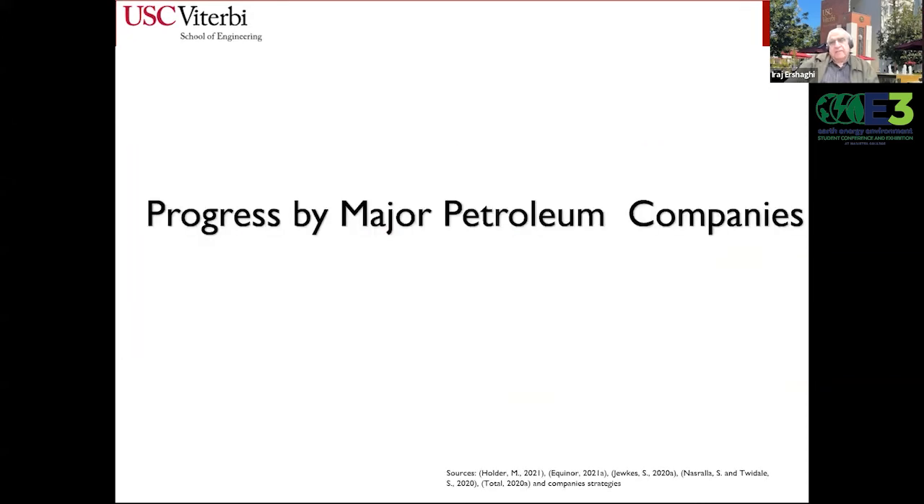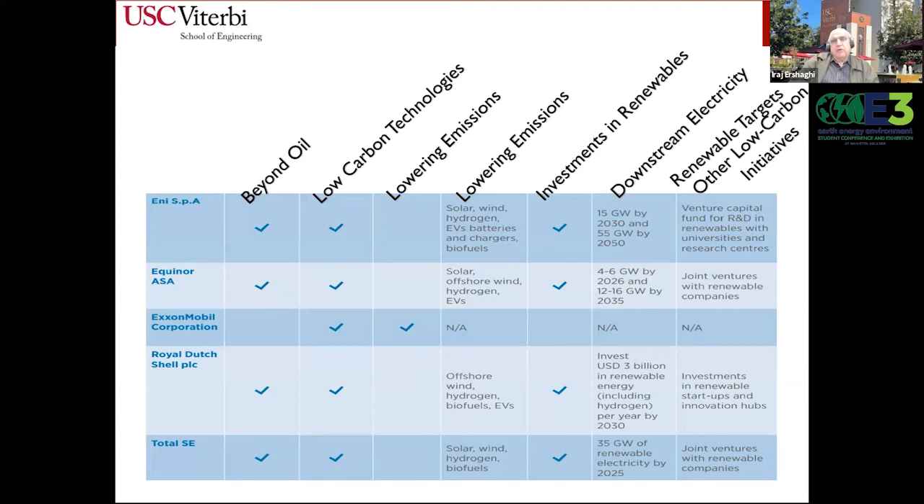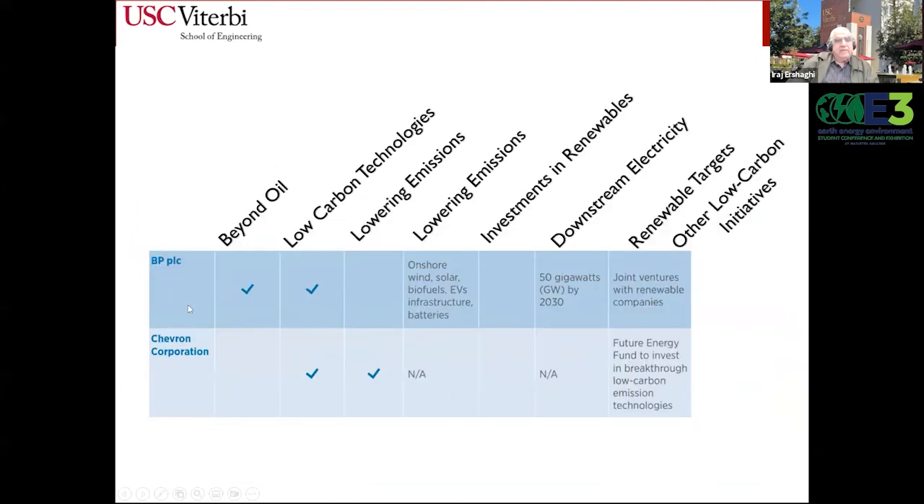So the oil companies, I'm talking about the major oil companies, actually have made progress in this area. If you look at the top, we talk about areas of focus. This is a list of the companies: Eni, Equinor, ExxonMobil, Royal Dutch Shell, and then Total, and then on the next page you have BP and then Chevron. And the headings are very clear. They are working on beyond oil. They are working on low carbon technologies that are lowering emissions. We invest in renewable downstream electricity, renewable targets, working on renewables.